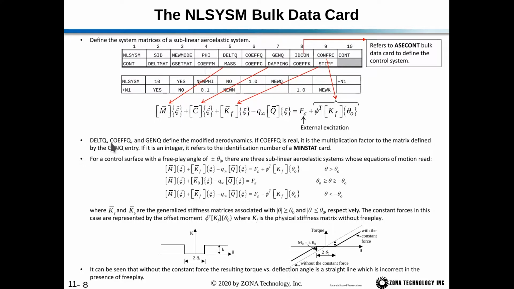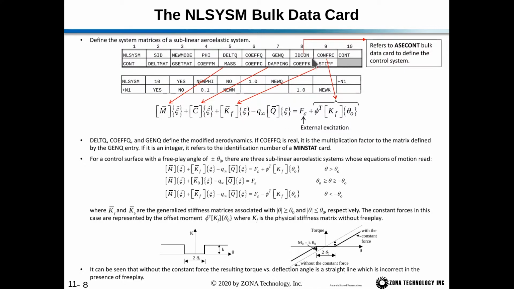Let's move back to the first row here. So our delta Q, coefficient Q, and gen Q, that's these three fields here, define the modified aerodynamics. If the coefficient Q is real, it's a multiplication factor to the matrix defined by the gen Q entry. And if it's an integer, it refers to the identification number of a MinStat card.